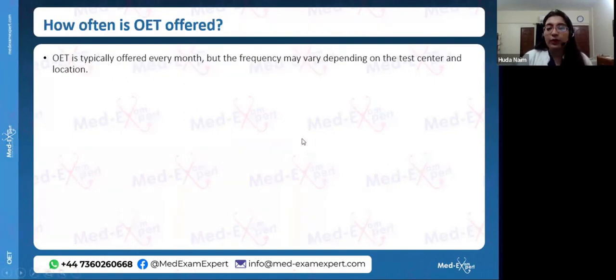How often is the OET offered? Usually it's offered every month or 2 attempts per month, and the frequency depends on the test centers. The bigger centers have more frequent attempts, and the centers which have a smaller capacity might have fewer attempts. So you need to check for your closest destination in your home country, and see where the test is conducted and how many attempts are there. It is conducted on paper as well as on computers. So you can choose the attempt that is feasible for you, the one you're more comfortable with, and you can check the number of attempts in your hometown.